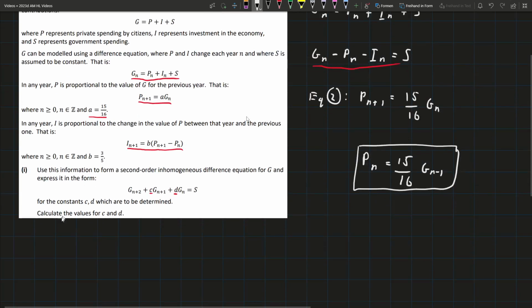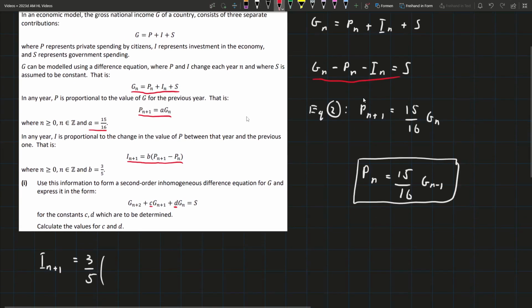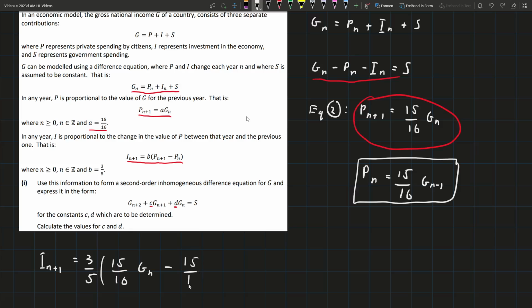So we know that In plus 1, n plus 1, is going to be equal to B, and B is 3/5, as we're told here. 3/5 of, and then we have Pn plus 1 minus Pn. Well, we have both of those. This is Pn plus 1 here, so we can replace the Pn plus 1 there with 15 over 16 Gn. So we'll have 15 over 16 Gn. And then we'll have minus Pn, and Pn is this one here that is boxed in white. So we'll have 15 over 16 Gn minus 1.